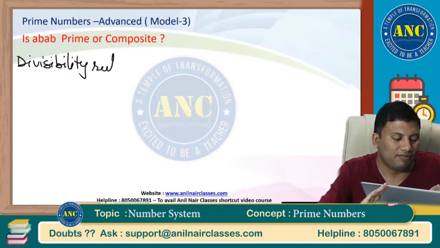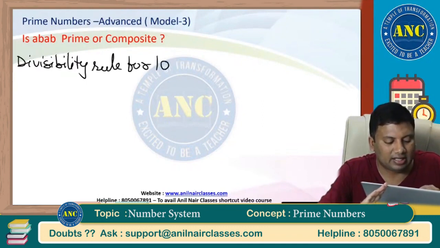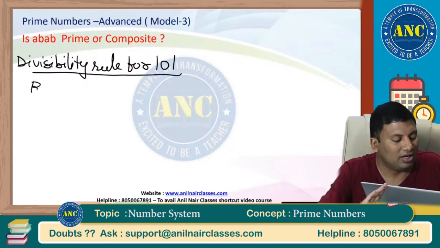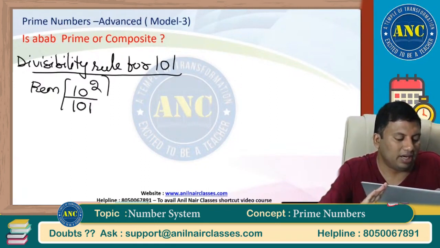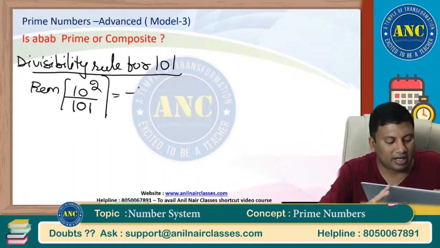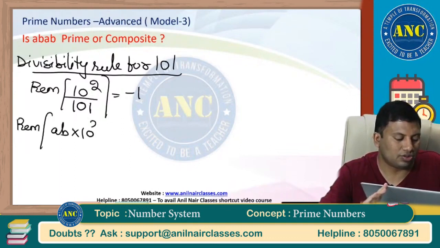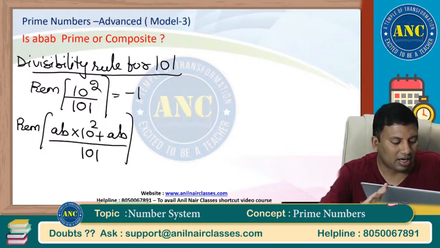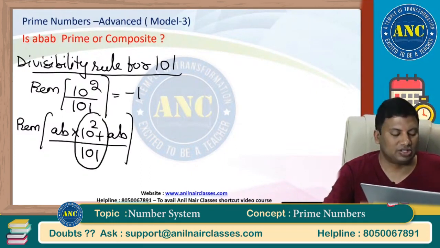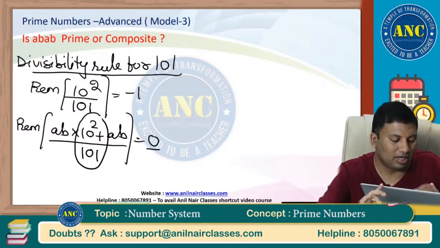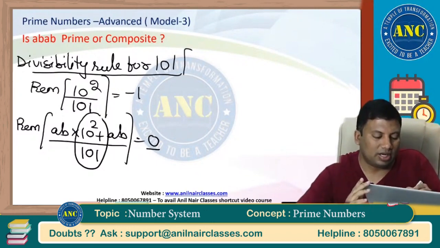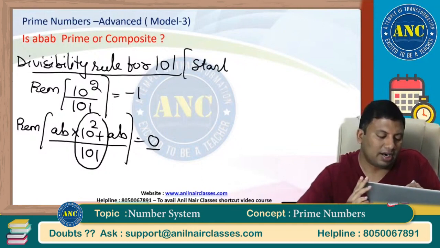Another concept, divisibility rule for 101. If I take the divisibility rule for 101, these are nothing but remainder 10 square divided by 101. 100 divided by 101 is minus 1. So, these are nothing but AB into 10 square plus AB divided by 101. Minus AB plus AB. What is the remainder? 0.